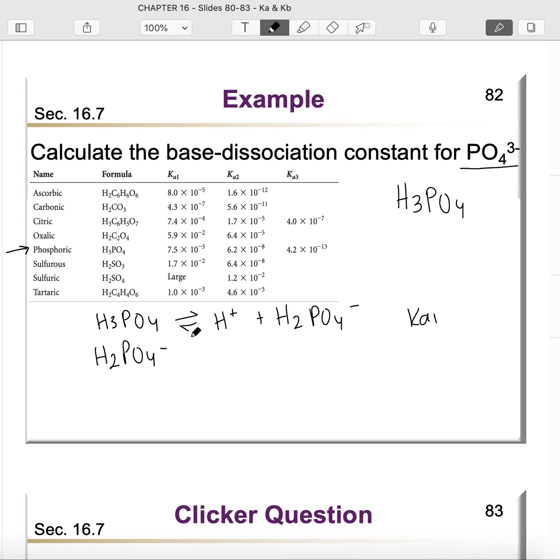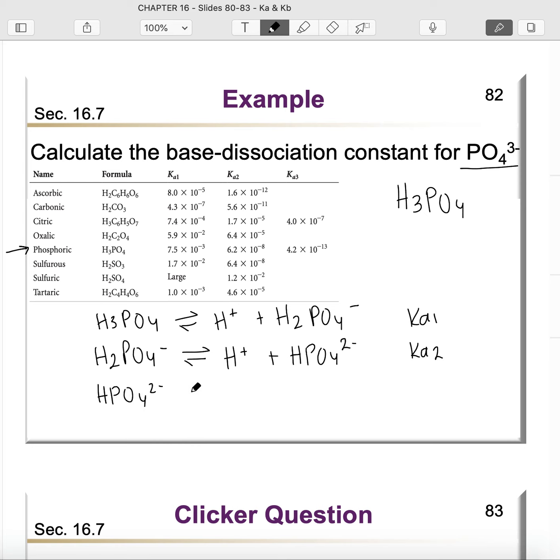So what I'm going to do is take that product, H2PO4 minus, and dissociate it once more. That's going to generate H plus and what's left, which is HPO4 with a 2 negative charge. That process is associated with Ka2, the second dissociation. But yet, this is still not what I need. So I'm going to take this and dissociate it once more.